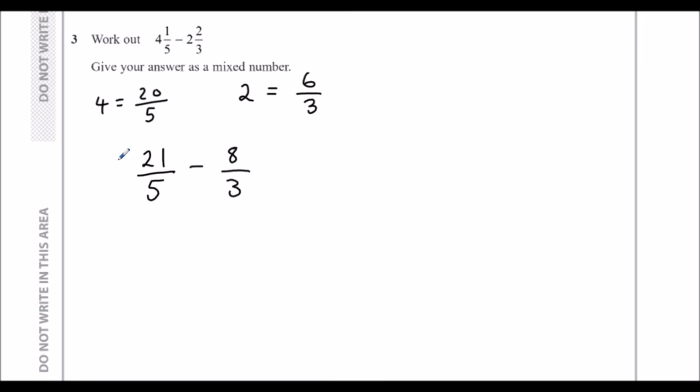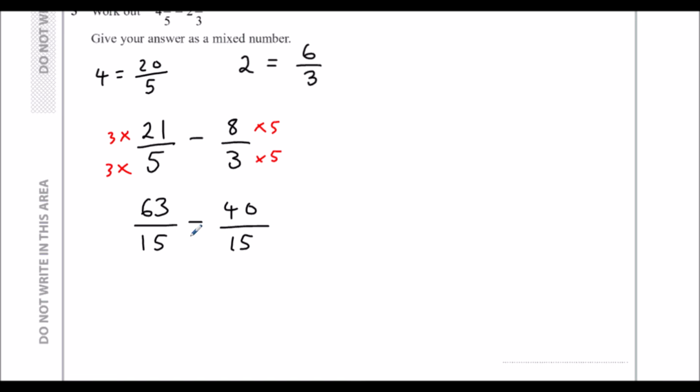So if we times our 21/5 top and bottom by 3, and we're timesing the top and bottom of 8 thirds by 5, that will give us a common denominator. It would mean both denominators are 15. So 3 times 21 is 63. 3 5s are 15. 5 8s are 40. And 3 5s are 15.